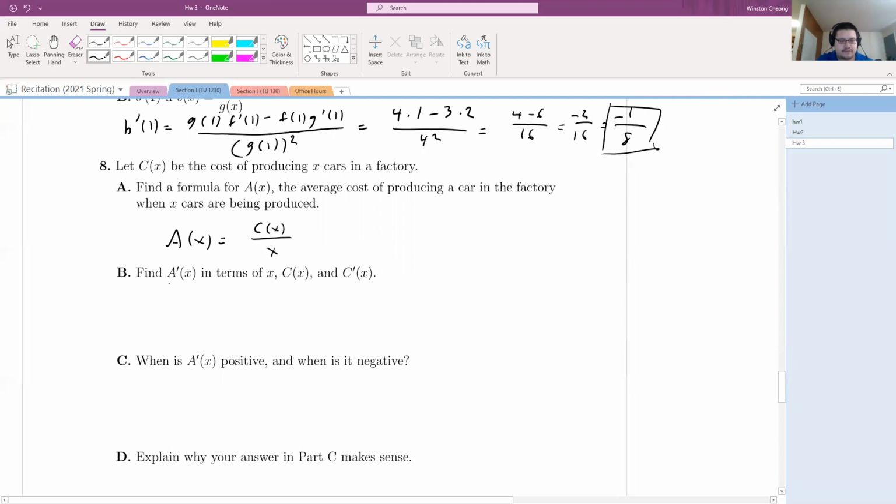And then how do you find A prime of X? This is really just asking you to take a derivative, and it's sort of noting that you're going to write something that involves these three kinds of things: X, the function C, and the function C prime. Okay, well, that is exactly what you're gonna get when you just do a quotient rule. So we're gonna do a quotient rule. We get X times C prime minus C times, and in this case, there's a 1 here because the derivative of X is just 1, all over X squared. And pretty much you can just leave it like that.